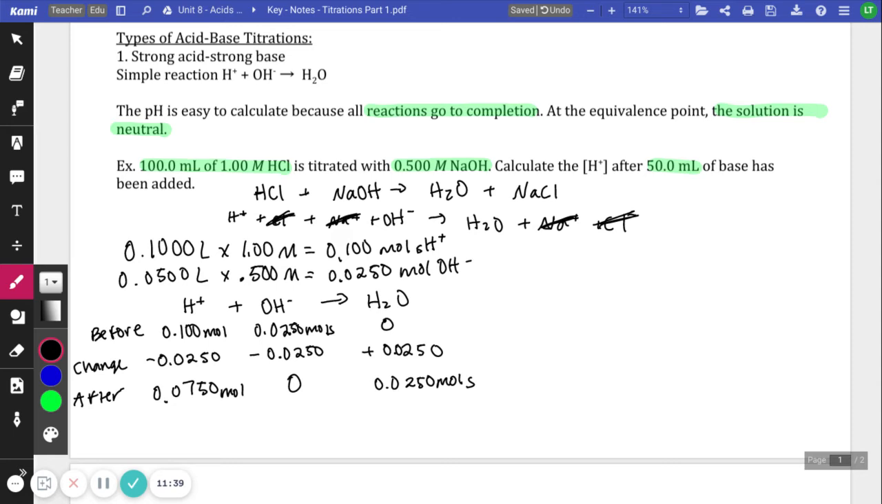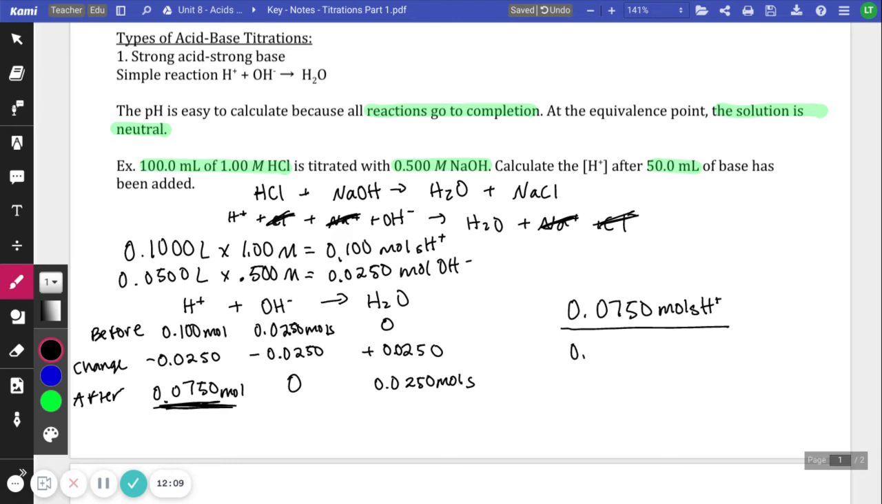All right. So this is how many moles of hydrogen I have afterwards. It wants us to find out what our concentration of hydrogen would be after our base is added. So what we're going to do is, this is how many moles of hydrogen we have, 0.0750 moles of hydrogen, over, to find out our molarity, it's moles divided by liters. So over our volume, which is going to be the two volumes added together.